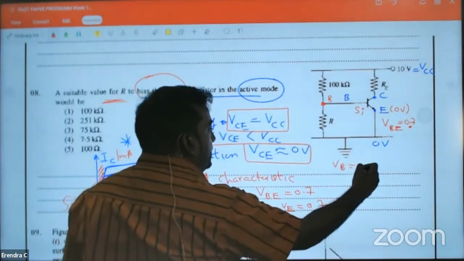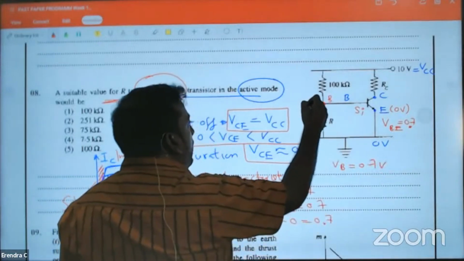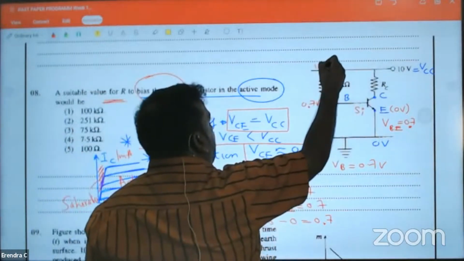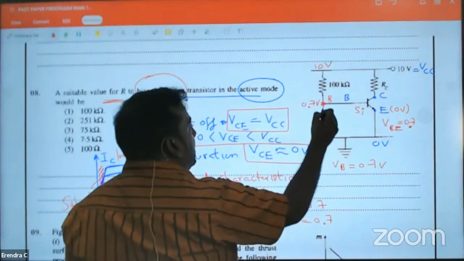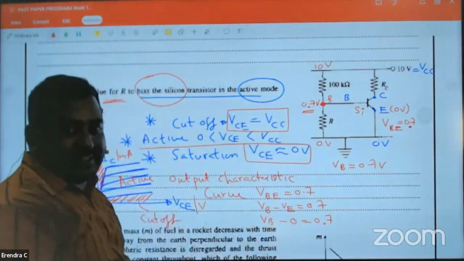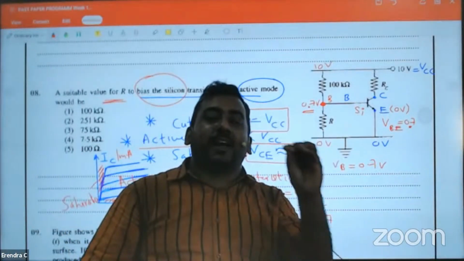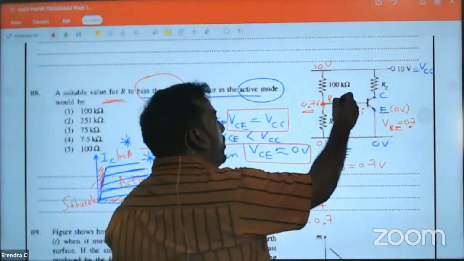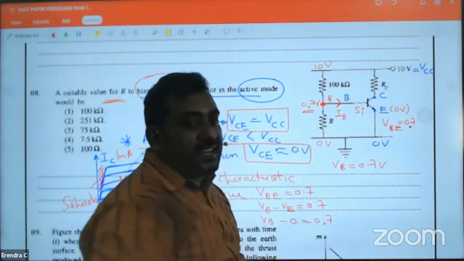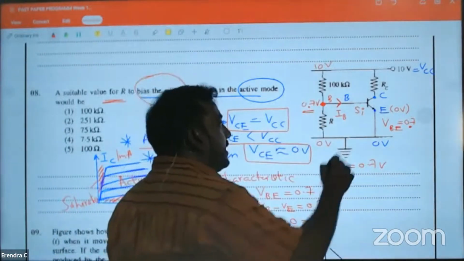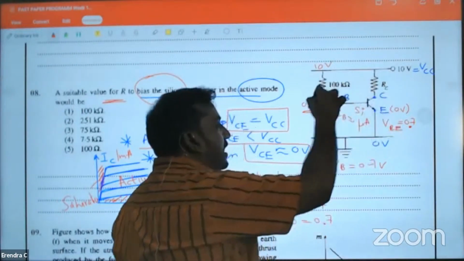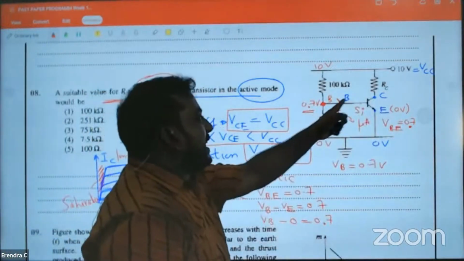Now look. VB is equal to 0.7. This voltage is 0.7. This is 10 volt here, this is 0 volt here. Somebody is asking the resistor. I know the voltage here. Remember, when a transistor is biased to work, there is very small current. IB current is important. IB is in microampere. Very small current will control this whole transistor, so we can ignore that current.